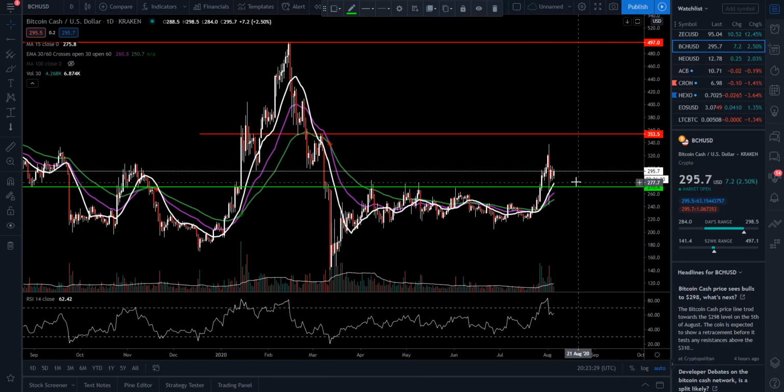So that's definitely something that I'm going to keep an eye on for Bitcoin Cash here. I want to see if we're going to move sideways or if we're going to turn this into strong support, and then we're going to be looking for that next leg to the upside here.